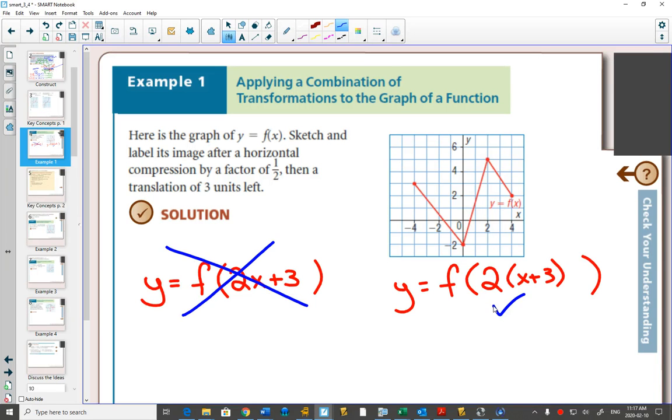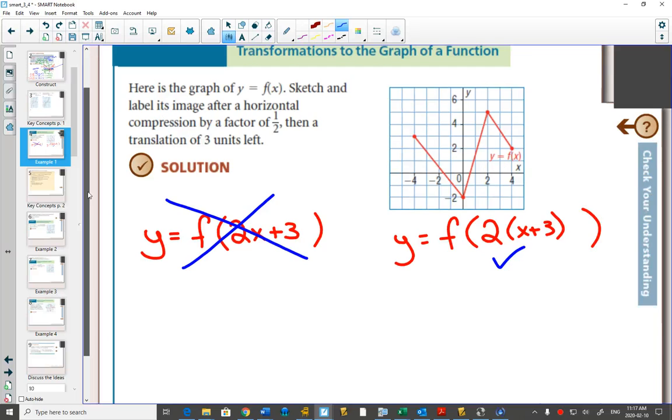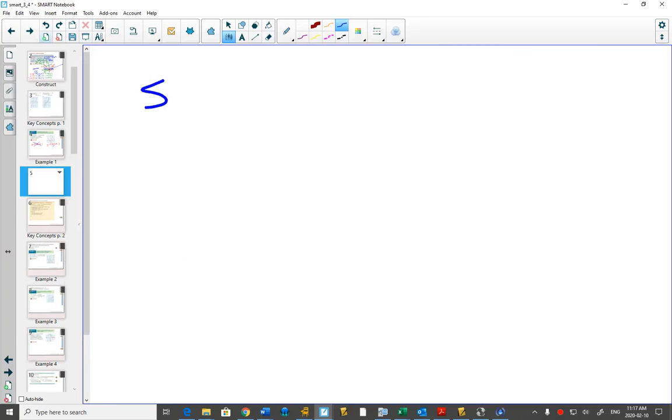Okay? But this form looked nicer, didn't it? Wouldn't you be tempted to want to use that one? Okay? Yes. So what we're going to do is at the bottom of the page here, we're going to add a special note.